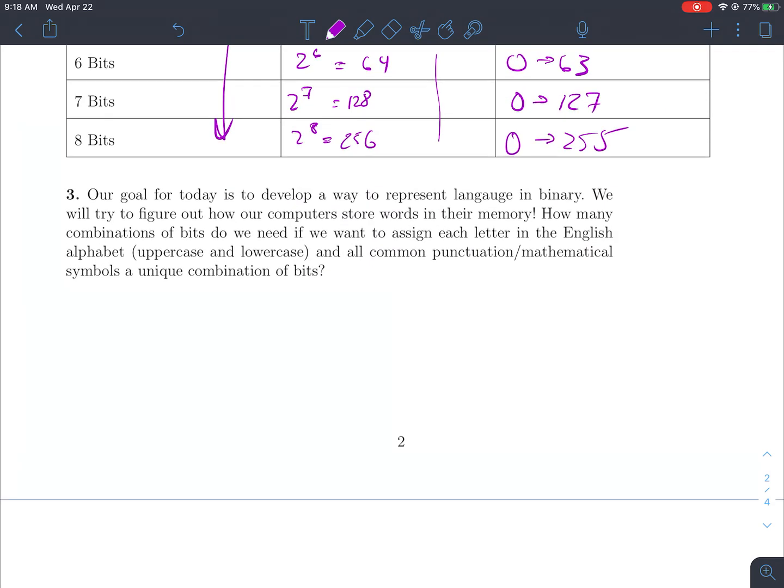All right, so our goal today is to figure out a way to represent language in binary. And that's going to be letters. So we'll try to figure out how our computer stores words in its memory. How many combinations of bits do we need if we want to assign each letter in the English alphabet, uppercase and lowercase, all common punctuation and mathematical symbols, a unique combination of bits? So this is a problem people had to solve. We had a computer that could only understand ones and zeros, and we need to find a way to convert that to a letter.